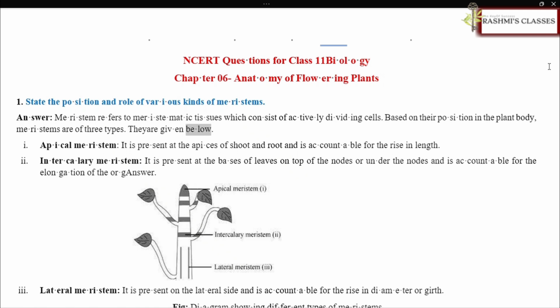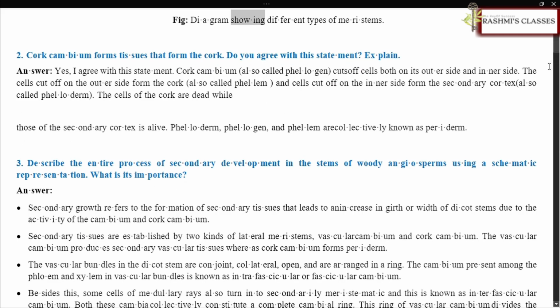They are given below. Apical meristem: it is present at the apices of shoot and root and is accountable for the rise in length. Intercalary meristem: it is present at the bases of leaves, on top of the nodes or under the nodes, and is accountable for the elongation of the organ. Lateral meristem: it is present on the lateral side and is accountable for the rise in diameter or girth. Fig. Diagram showing different types of meristems.